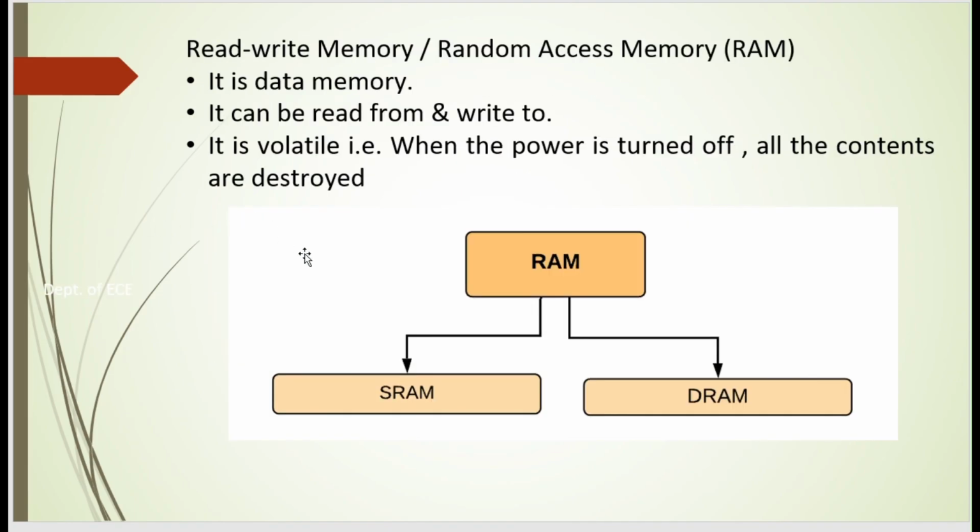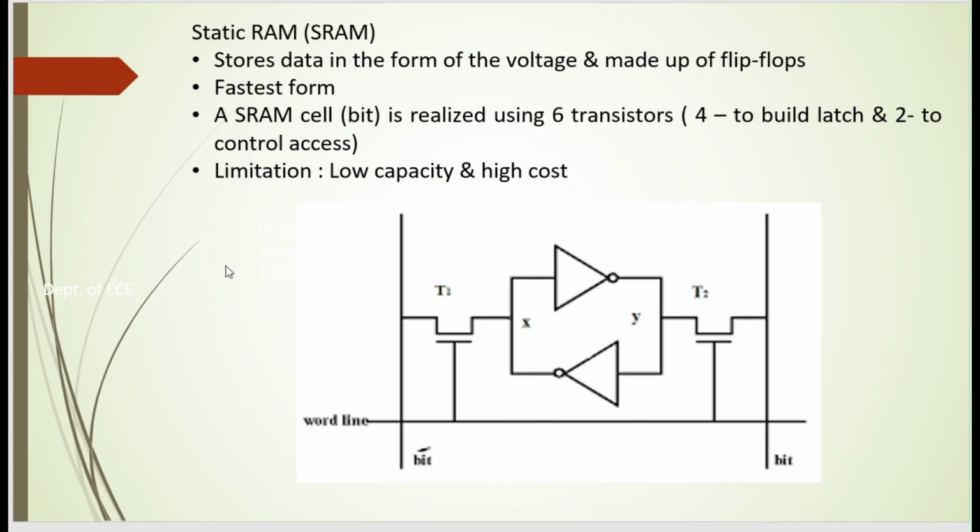Next, we'll be discussing about RAM. RAM is random access memory or read-write memory. It is a type of data memory, whereas ROM is a type of program memory. RAM can perform both read and write operations. It is volatile in nature, which means when the power is turned off, all the contents are destroyed. RAM is classified into two types such as SRAM and DRAM. SRAM refers to static RAM and DRAM refers to dynamic RAM. In the next slide, we'll discuss about SRAM.